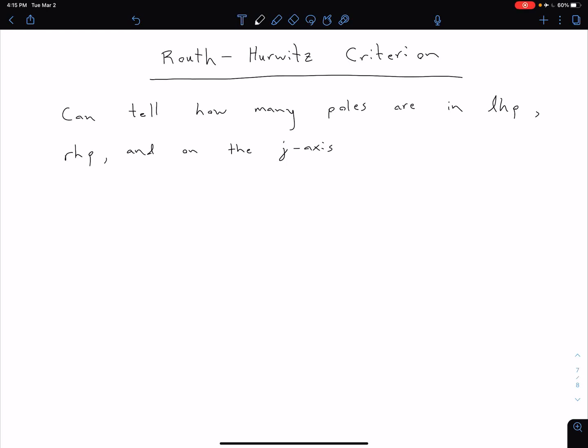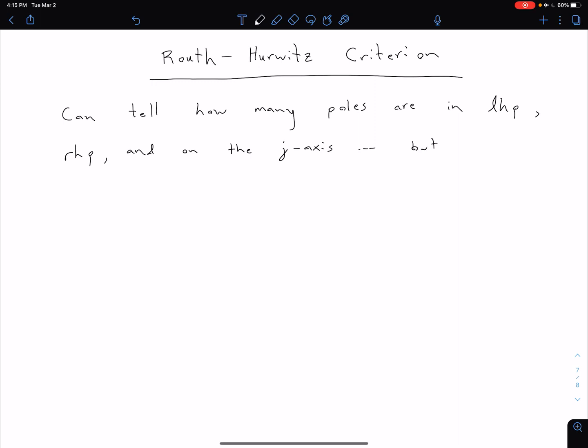The more detailed method that we're going to use to determine system stability is called the Routh-Hurwitz criterion. With this criterion, we can tell how many poles are in the left half plane, how many poles are in the right half plane, and how many poles are on the j omega axis. The one caveat is we can't tell the exact coordinates of the poles.